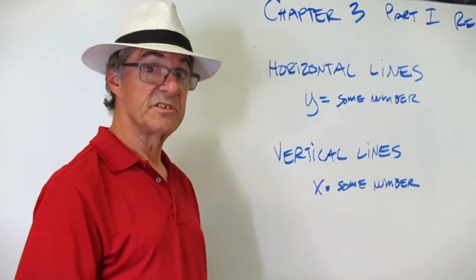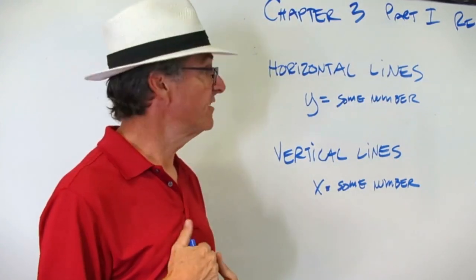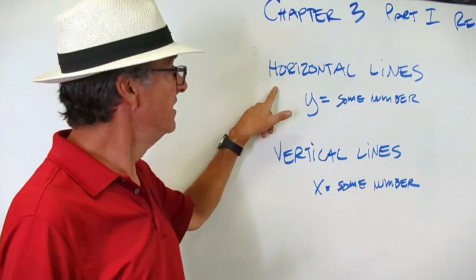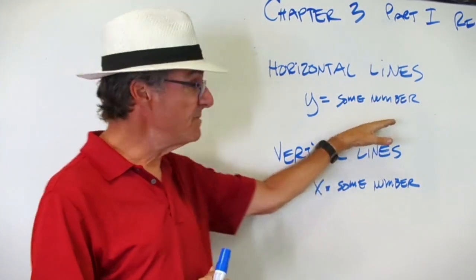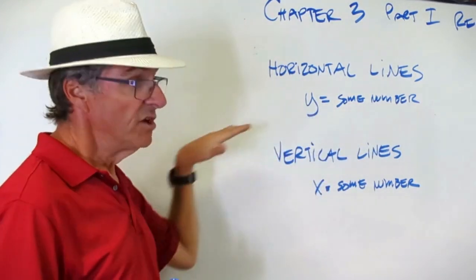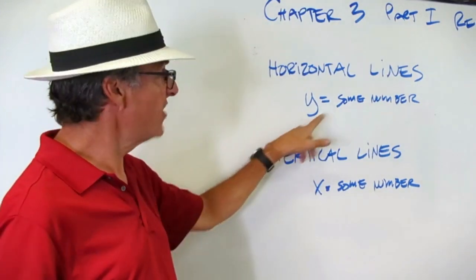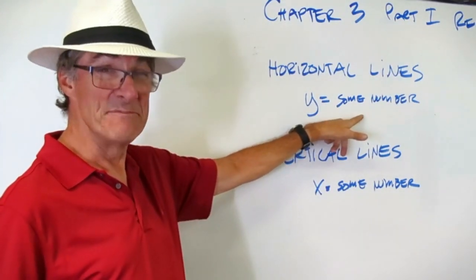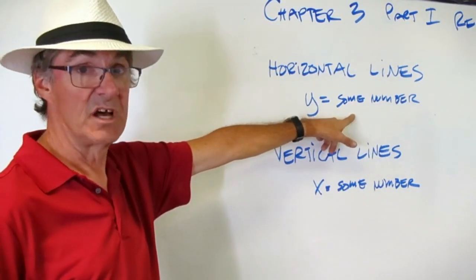We also discussed the special case of horizontal and vertical lines. So let's take a quick look at that. A horizontal line has the equation of y equals some number. What this means is the line's horizontal, so y never changes. X can change all it wants. Y is always going to be some number. So y equals a number, you're looking at a horizontal line.